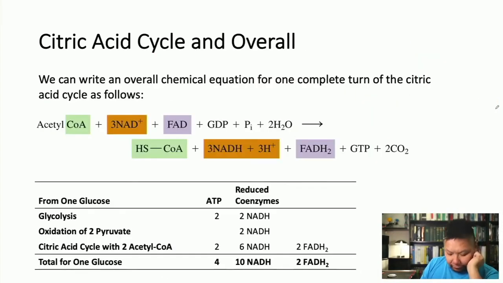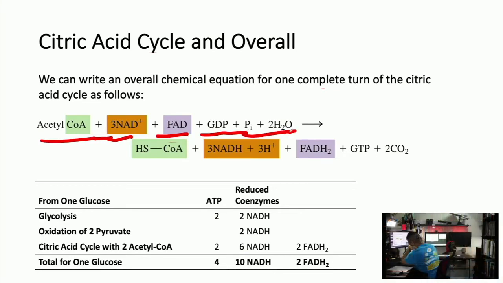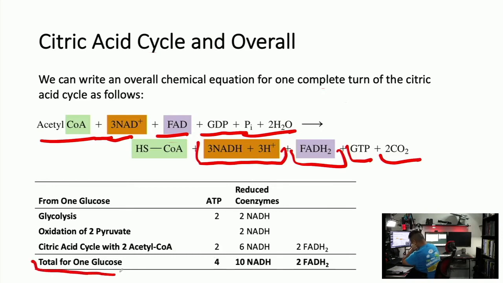So overall, what's happening here? We can say that we start out in the citric acid cycle with acetyl coenzyme A, 3 NAD+ and an FAD, some GDP, some inorganic phosphate, and some water. And in the end, we ended up with 3 NADHs, an FADH2, a GTP, and 2 carbon dioxides. So let's count those all up, coming from one glucose.